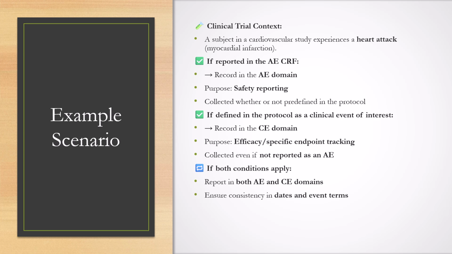A few other examples which show the distinction between the AE and CE domains: in a diabetes drug trial, things like high blood sugar are expected and tracked as clinical events because they are part of how the disease behaves. But if the patient develops a rash, feels nauseous, or vomits, these are adverse events caused by the drug. We carefully record those to make sure the medication is safe.